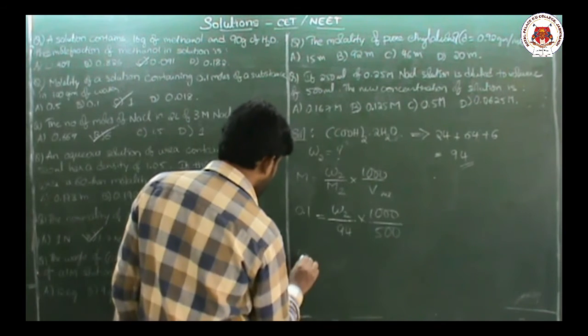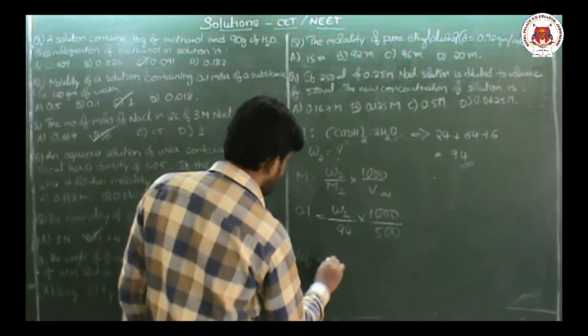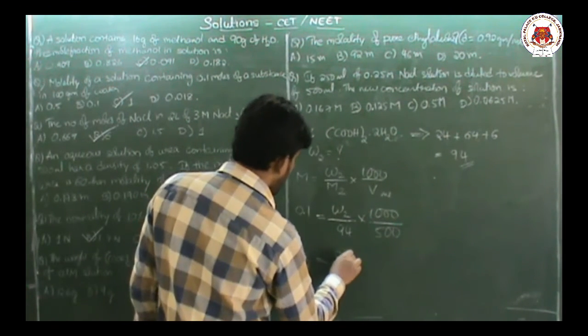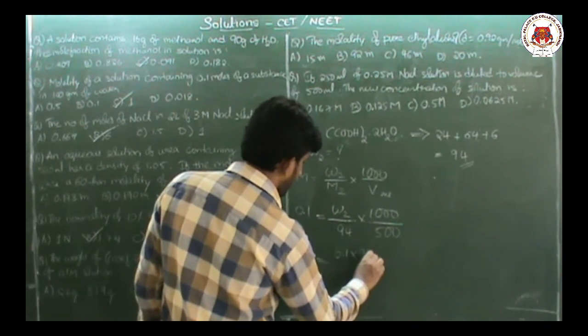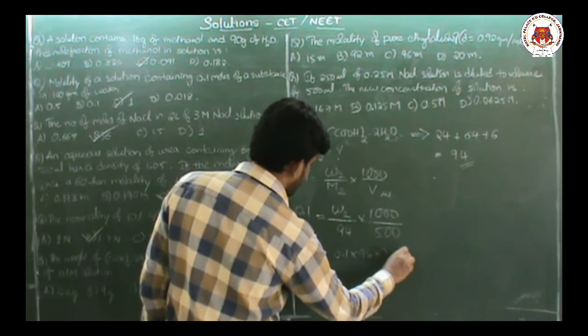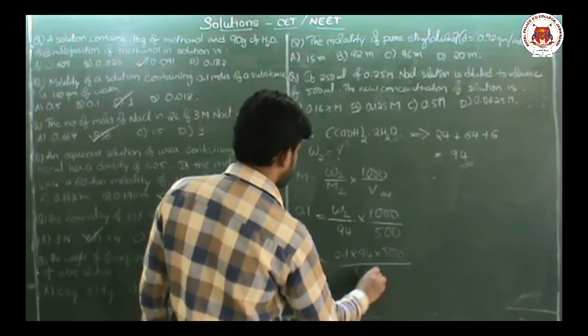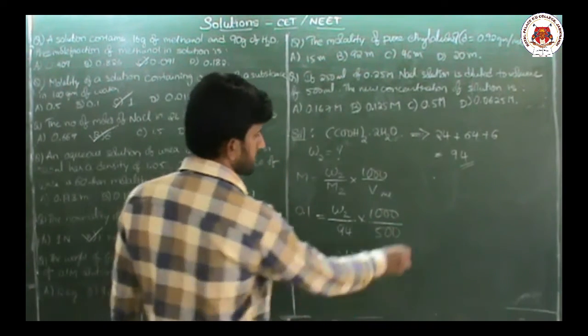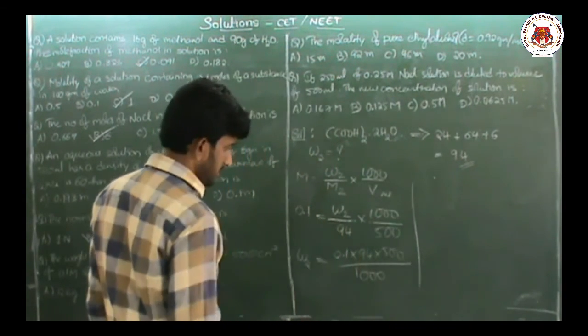Okay. Now what can I write from this? The weight of the compound W2 is equal to 0.1 into 94 into 500 divided by 1000.